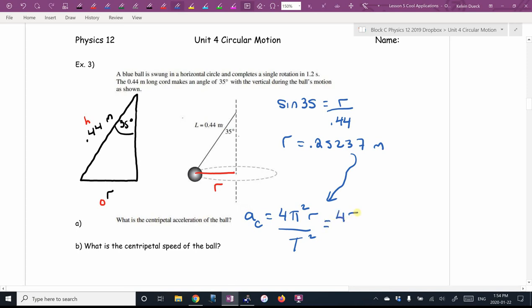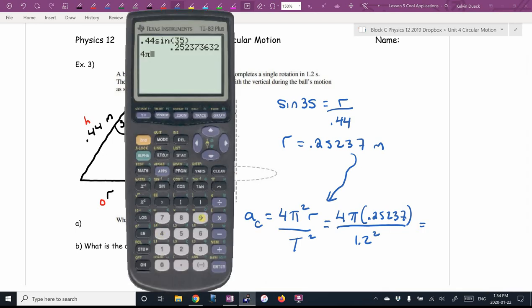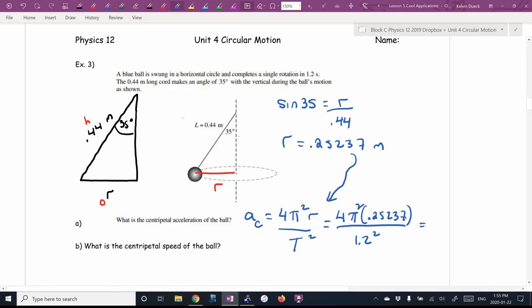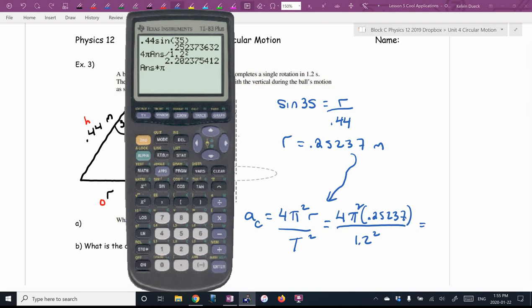It's going to be 4 pi. I'm going to write 0.25237, but you know I'm going to use my answer button, yes? All over 1.2 squared. Four times pi times answer button divided by 1.2 squared. You get 2.2. Oh, Mr. Dueck, I forgot the pi squared. Thankfully, I can fix that. Multiply this by an extra pi. Do you get 6.91876, 6.92?